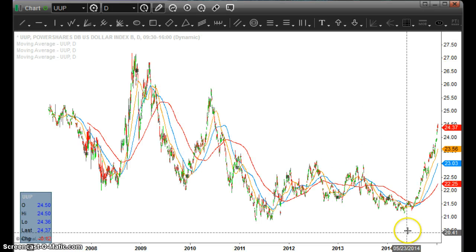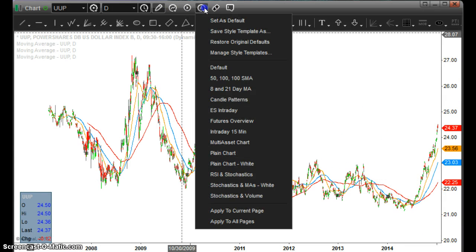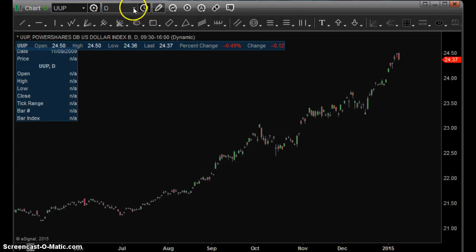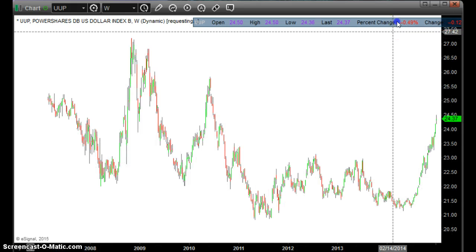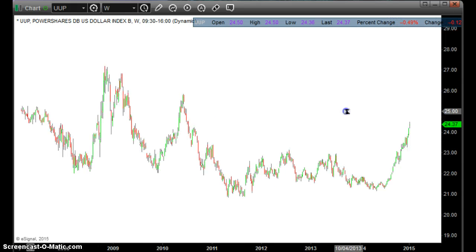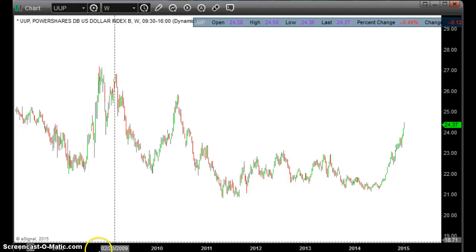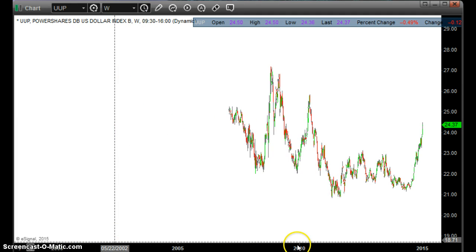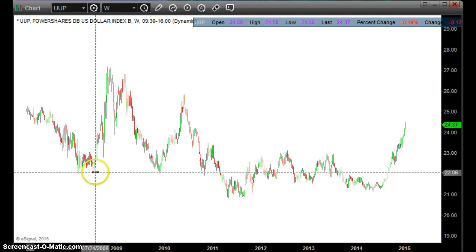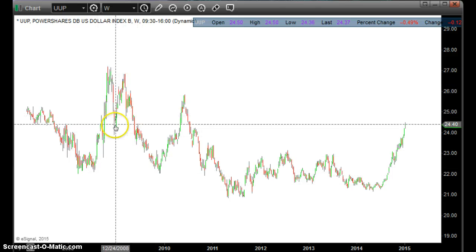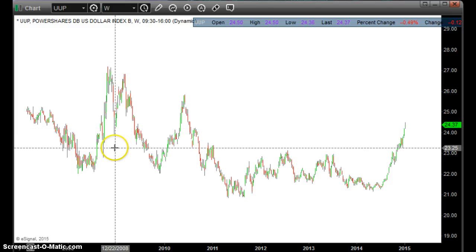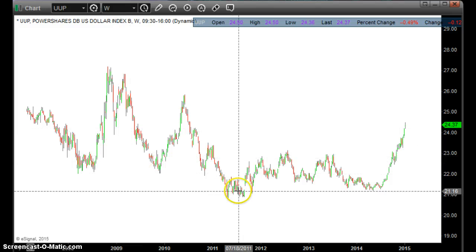Peel back the chart a little bit, and let's make this a plain white chart. I'm going to make it a weekly chart, and you'll see that the rally has been very, very sharp. But the dollar, when it moves like this, it can last quite a bit. However, just looking back at the past few years, you see that every time we did have these rallies, there was a sharp move to the downside at some point following that pretty soon.